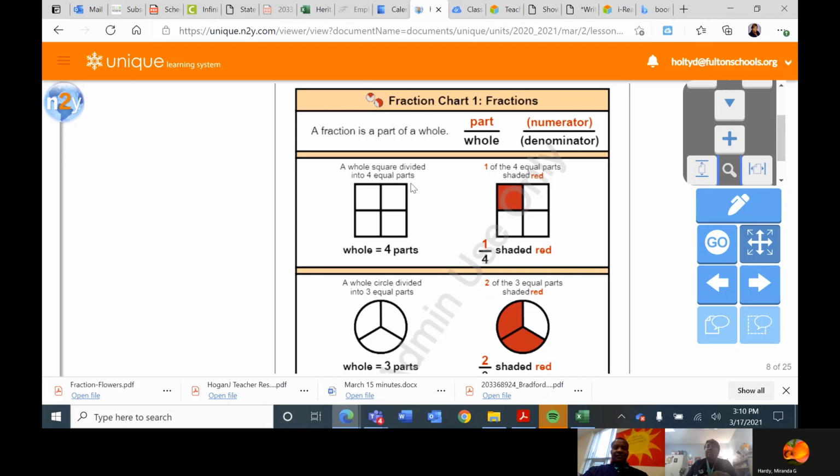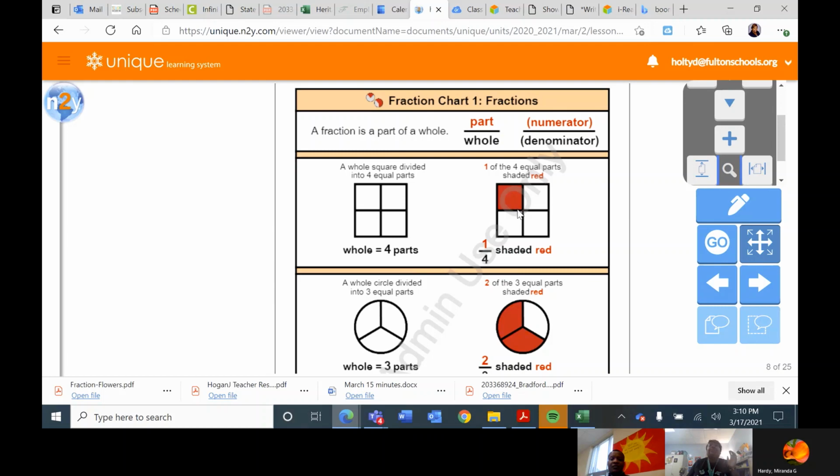So we have a whole square. Let's look at this square. This whole square has been divided into four equal parts. So we have 1, 2, 3, 4. The whole is equal to 4 parts. If we wanted to make a fraction of that, we can shade in, and you see that the red is shaded in. That's one part of the 4 equal parts. So that makes it 1/4, which is the red part. The red part is what we shaded.